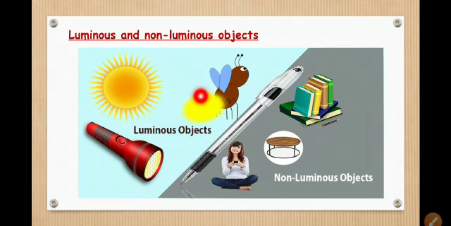Luminous and non-luminous objects. So, can you tell me what are the luminous and what are the non-luminous objects? Yes, the objects that give their own light, or which have their own light, are called luminous objects. For example, in this picture you can see this torch, firefly, sun. These are the luminous objects. Whereas in this picture you can see the desks, the books and pen. These are non-luminous objects.